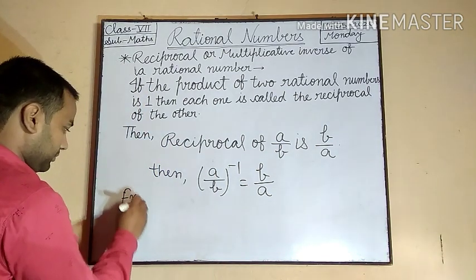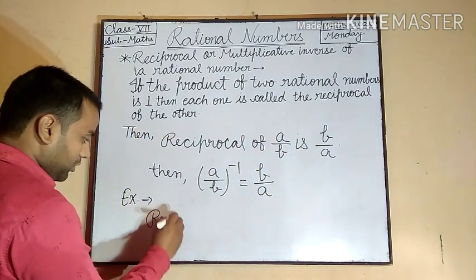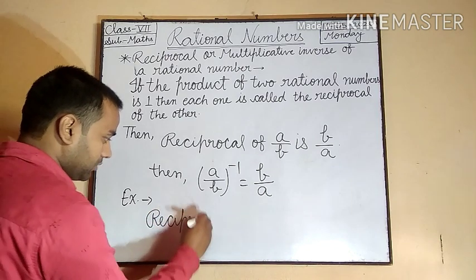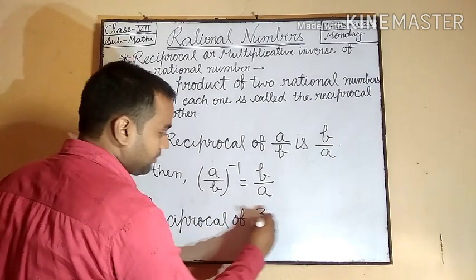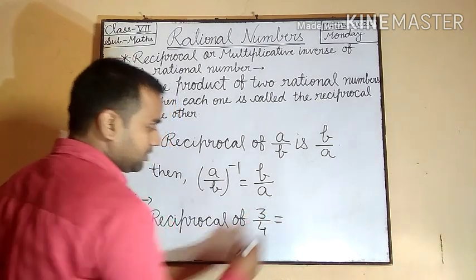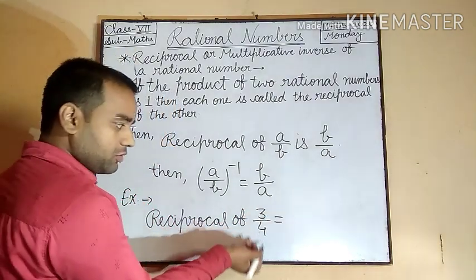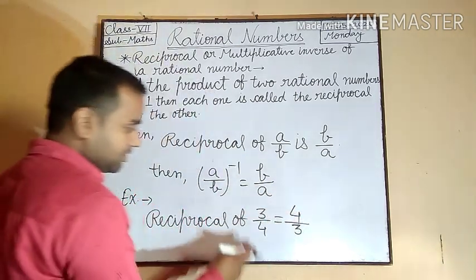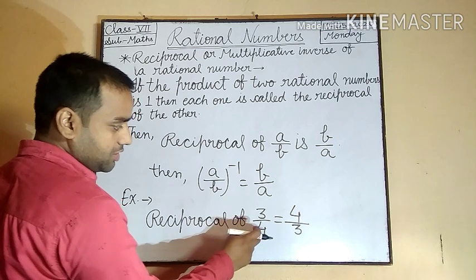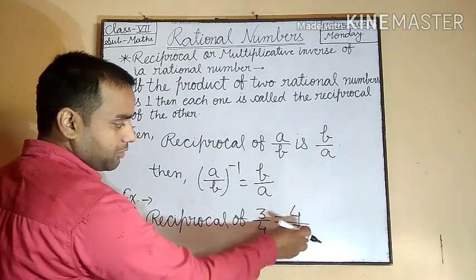Example: reciprocal of 3 by 4. The reciprocal of 3 by 4 is equal to 4 by 3. It means the product of the two rational numbers is 1, since 3 by 4 multiplied by 4 by 3 is 1.